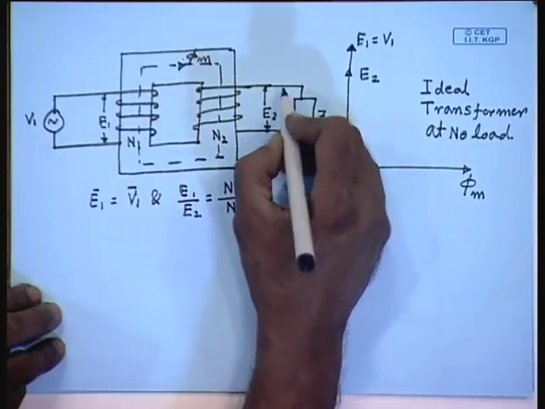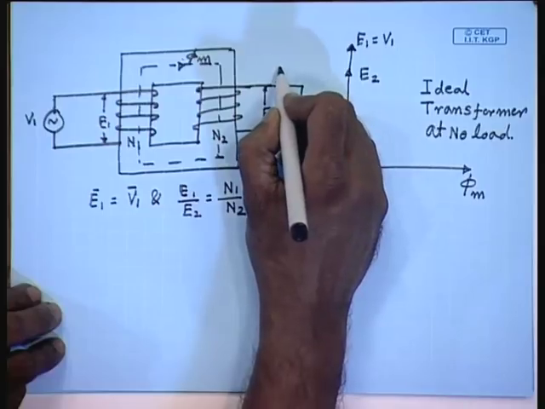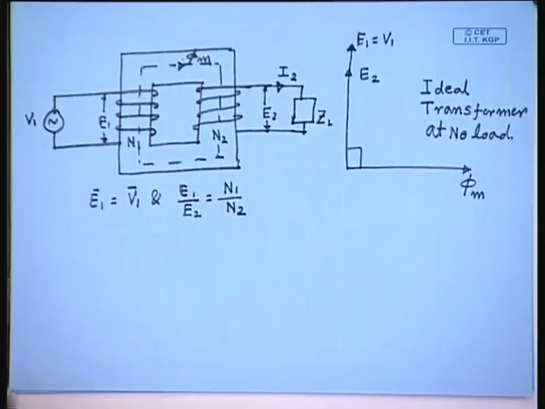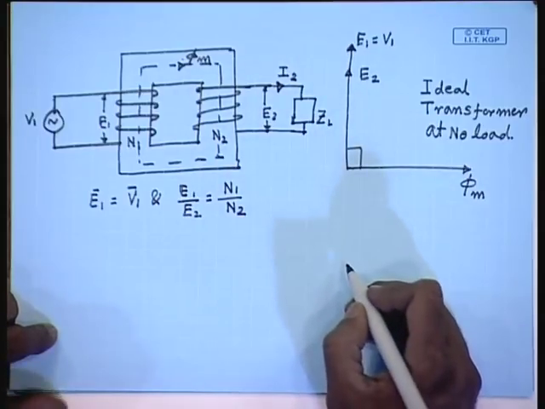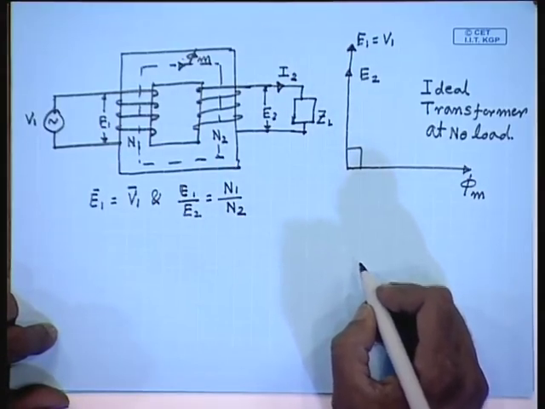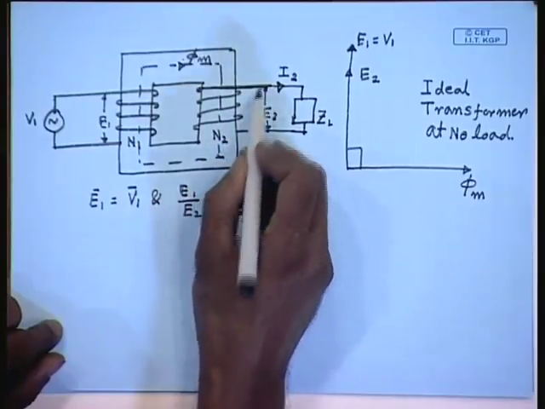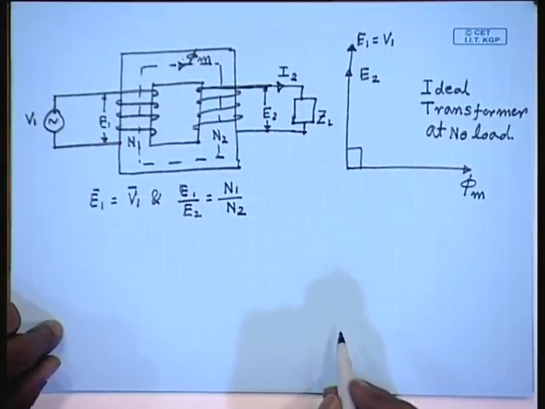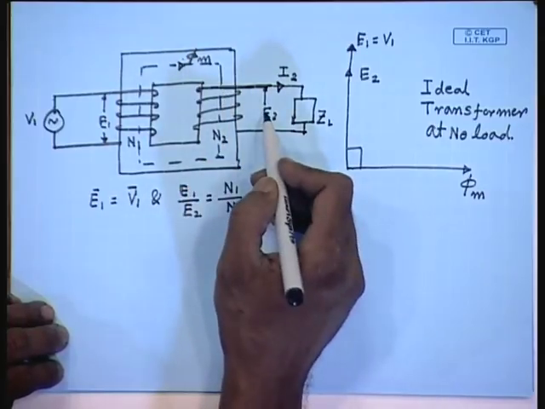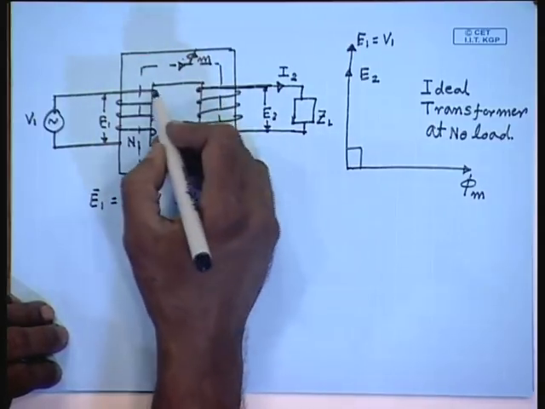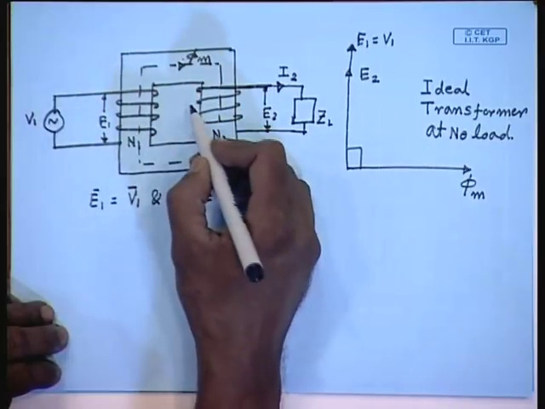Obviously, since there is an induced voltage here, current I2 will flow, which will be determined by the magnitude and phase angle of the impedance ZL. However, as soon as the current I2 starts flowing in the second coil, by Faraday's law, it will try to oppose the very cause which it is due to, that is, it will try to send a flux which is opposite to the flux established by coil 1.